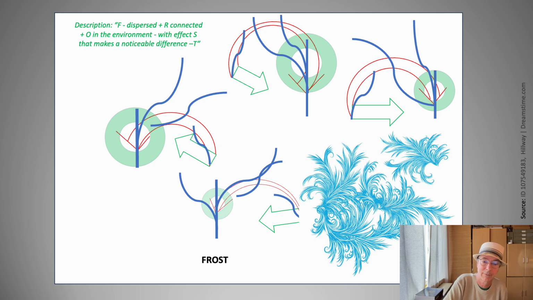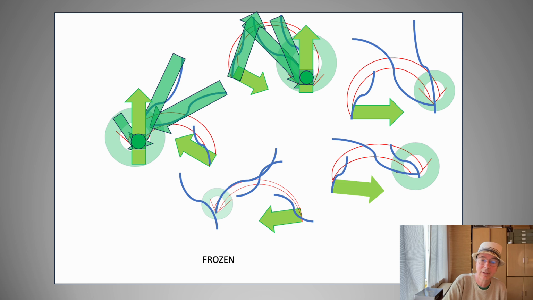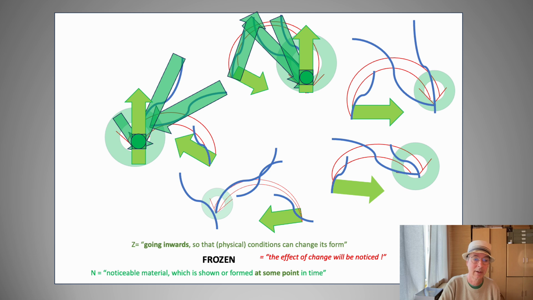Frozen, it's one step further. You need a Z for it. The Z is much more, it's going inwardly and it's changing its conditions inwardly. That's written in the theory, and that's what is going to be there. And then the conditions in N will have been changed after a while in time, and that's also part of the theory. So it's going inwards with the Z so that the physical conditions can change its form. The effect will be noticed. It will be noticed. And that will lead to noticeable material which is shown or formed at some point in time.